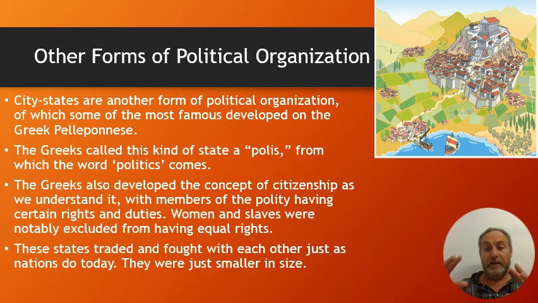Now, we think of the Greeks as inventing democracy too, and they were in some sense democratic, but not everyone was a citizen in the Greek democracy, right? So women and slaves did not have equal rights, right? But these states traded with each other, they fought with each other, much as nations do today. They were just sort of smaller in size, more local, smaller geography, but similar types of political relations.